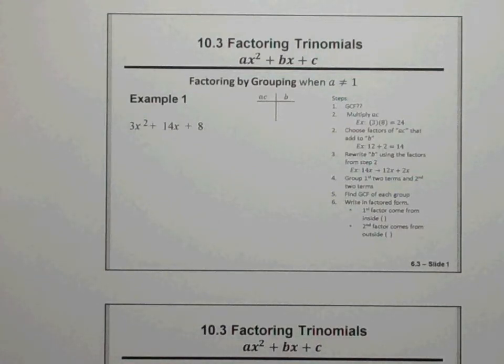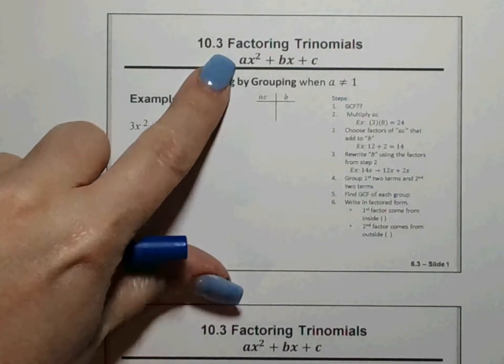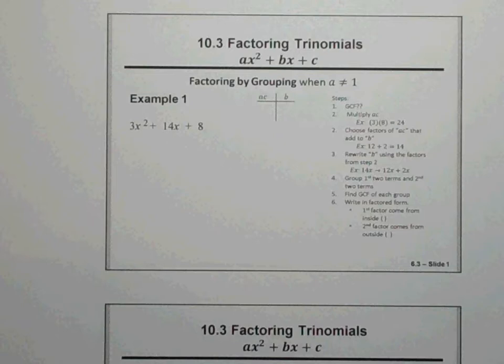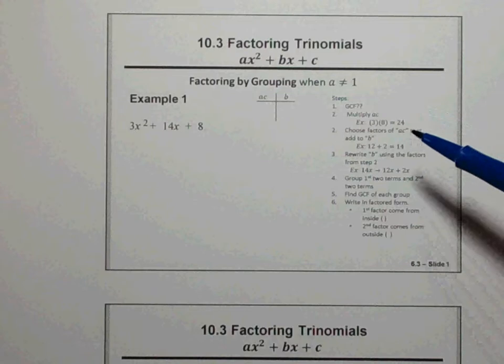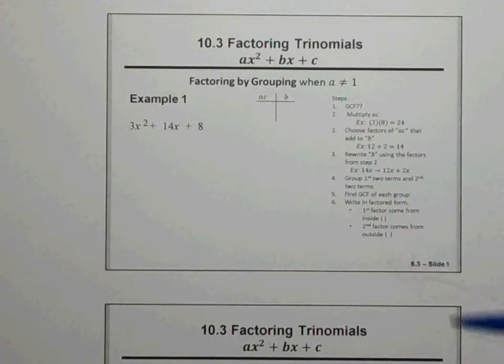Alright guys, we are finishing up our unit on factoring, and in the last lesson we talked about factoring trinomials when this leading coefficient, this a term, was equal to 1. Today we're going to talk about what happens when that leading coefficient, that a term, equals anything other than 1. So I've written out our steps off to the side over here again so that you guys will have them.